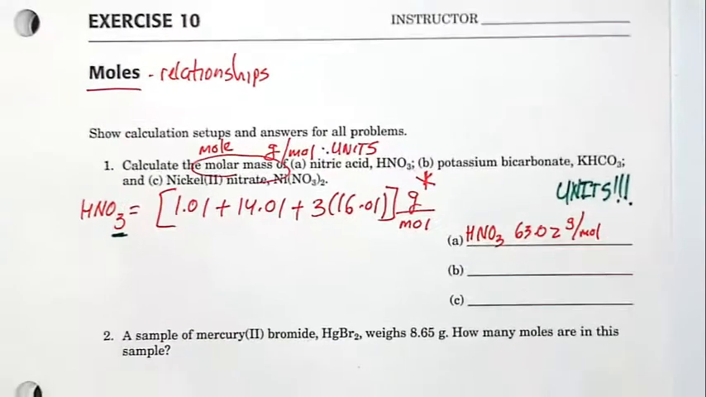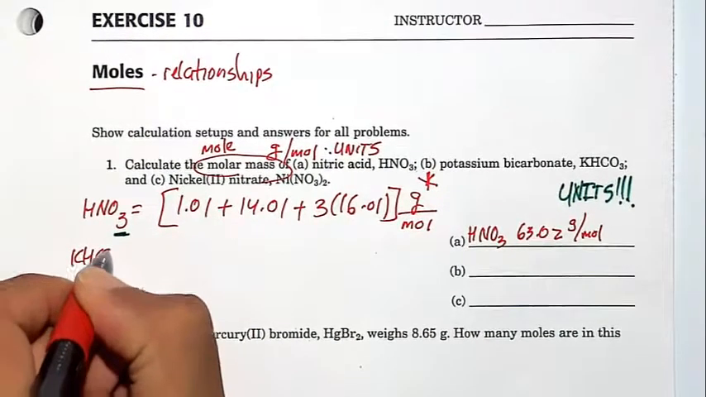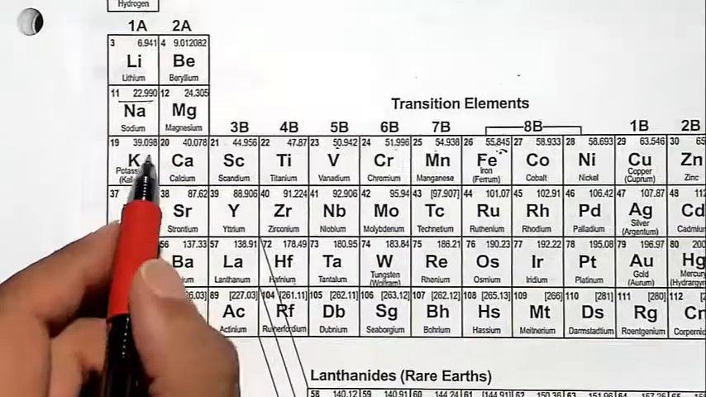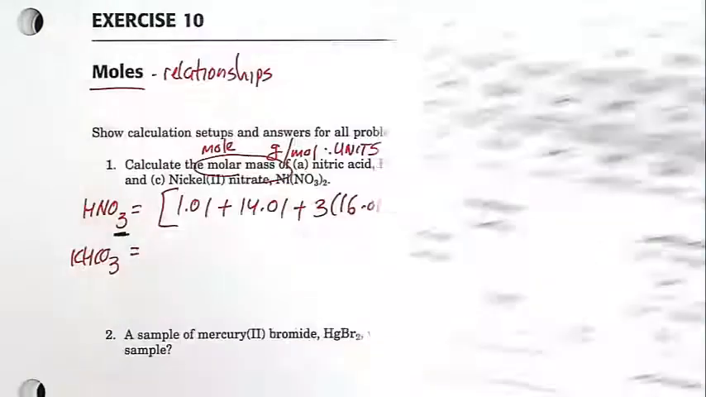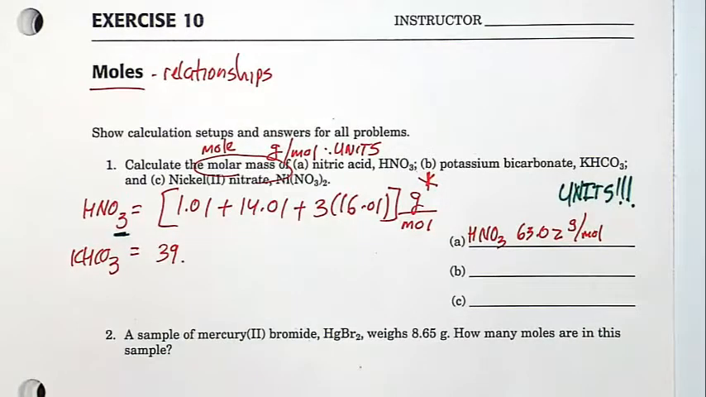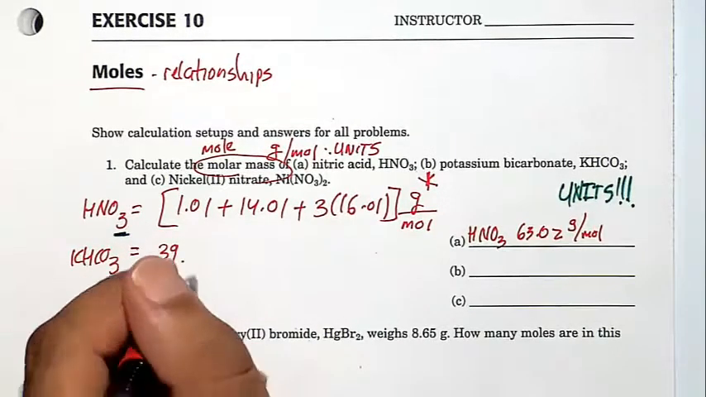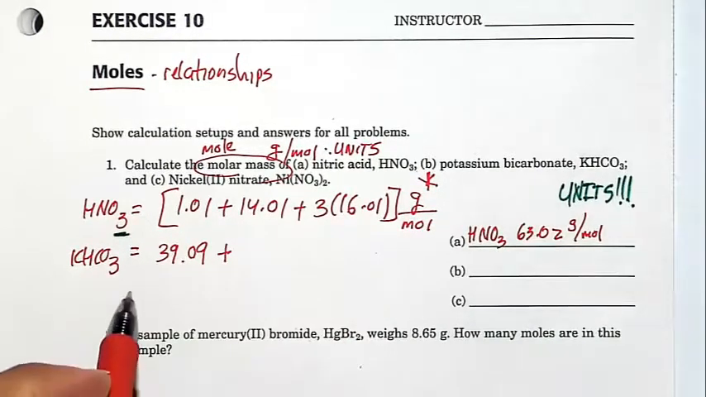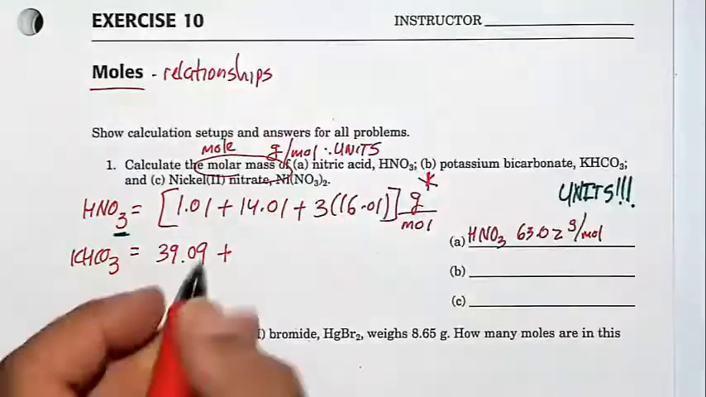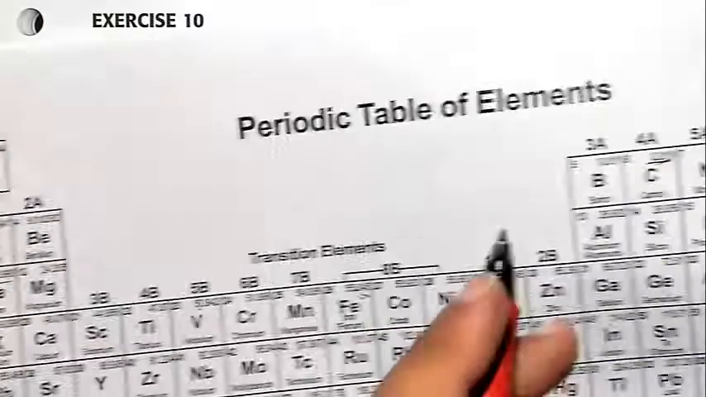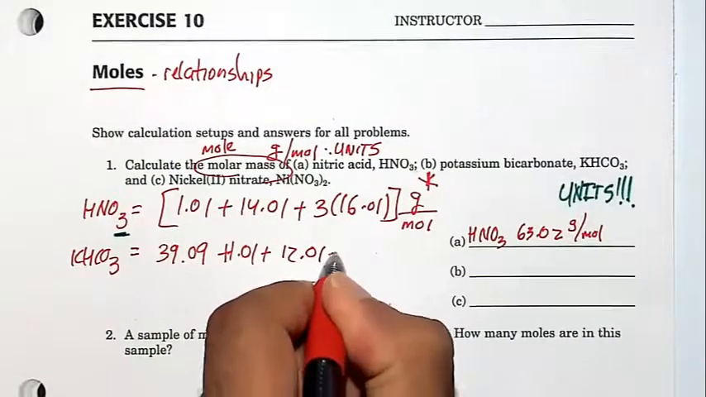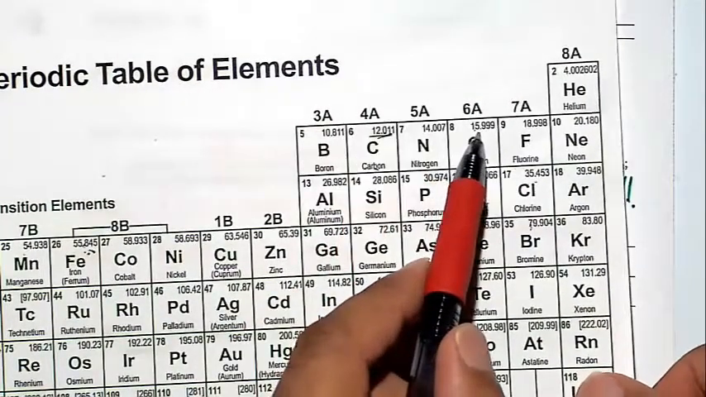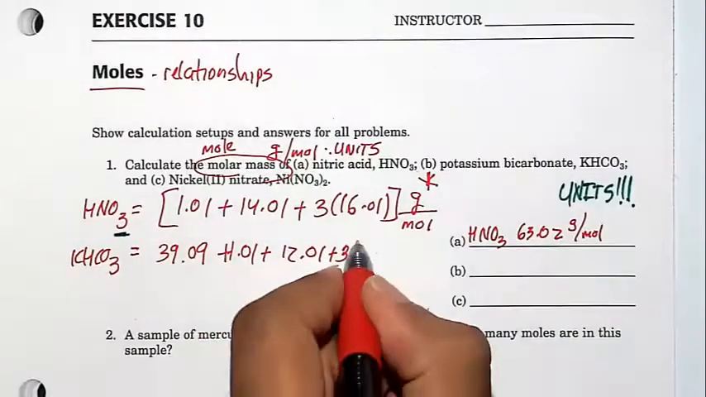What about potassium bicarbonate? KHCO3. Pretty much the same situation. What is potassium? Potassium is 39.098, so I'll just go 39.09. H is going to be 1.01, and carbon is going to be 12, so I'll just call that 12.01. Use your periodic table. Use it. And oxygen, your oxygen is going to be 15.99, so I'll just call it 16.01.